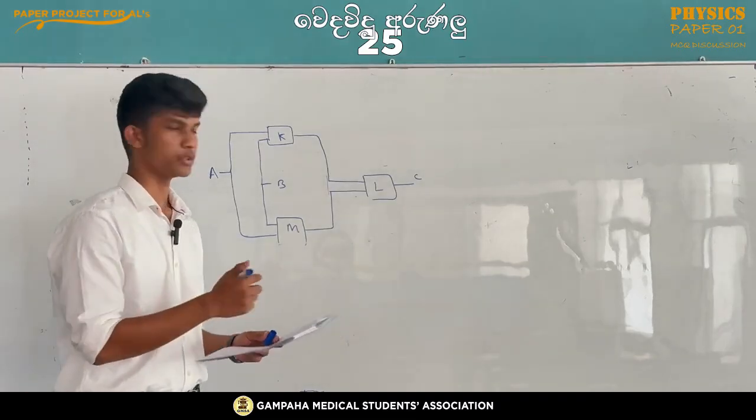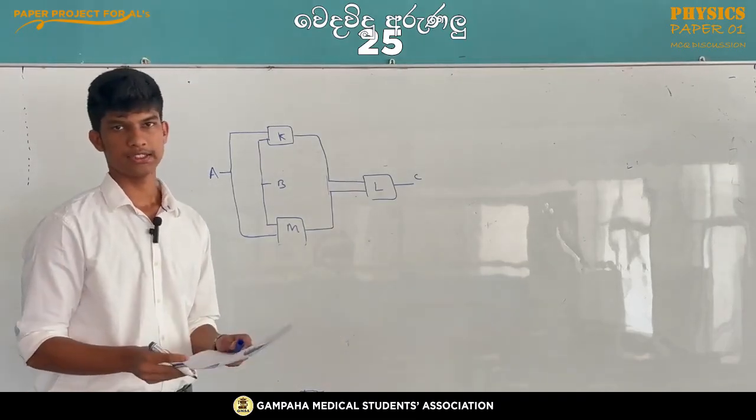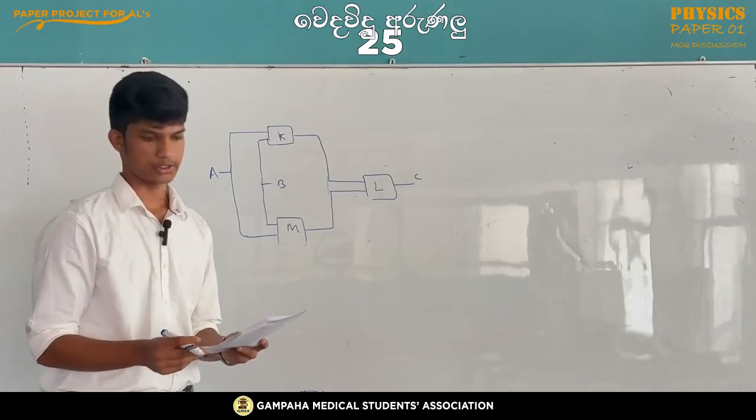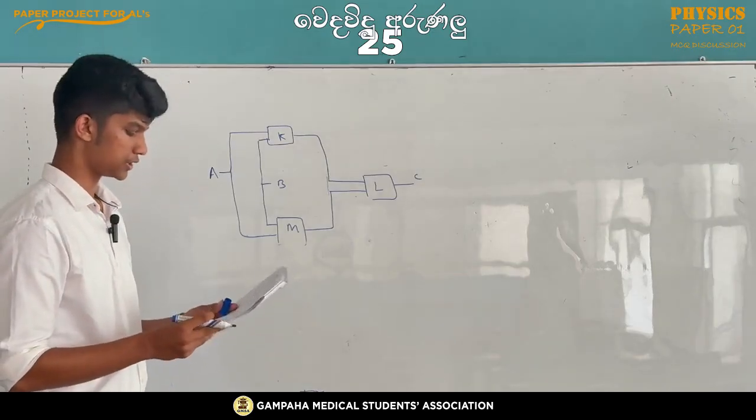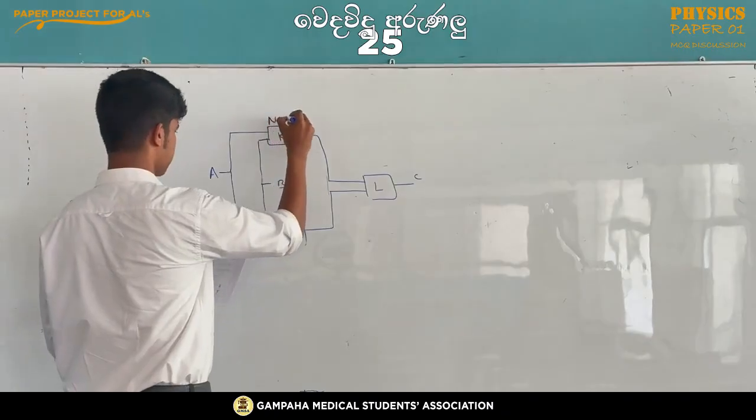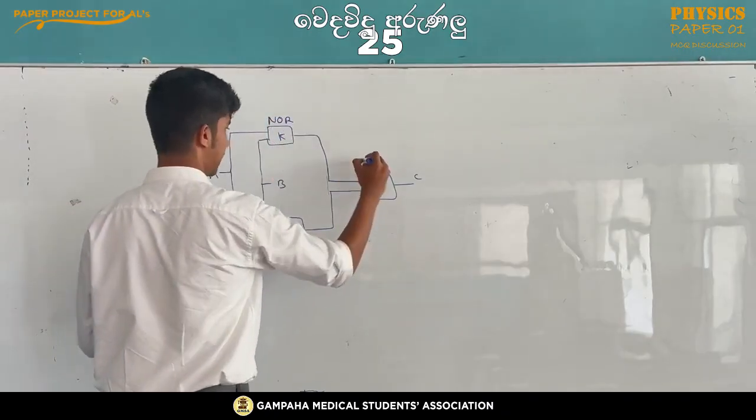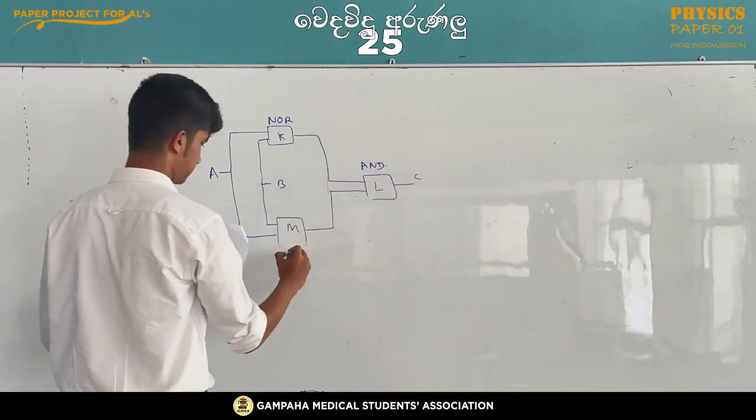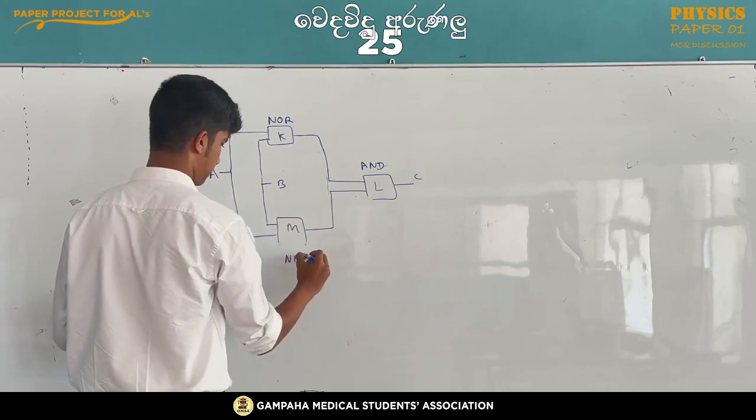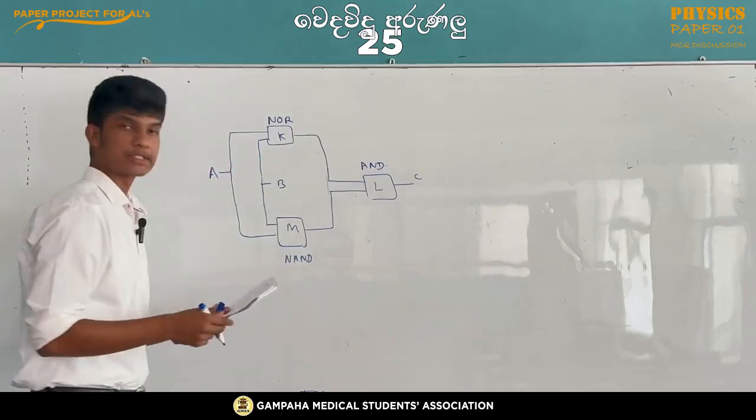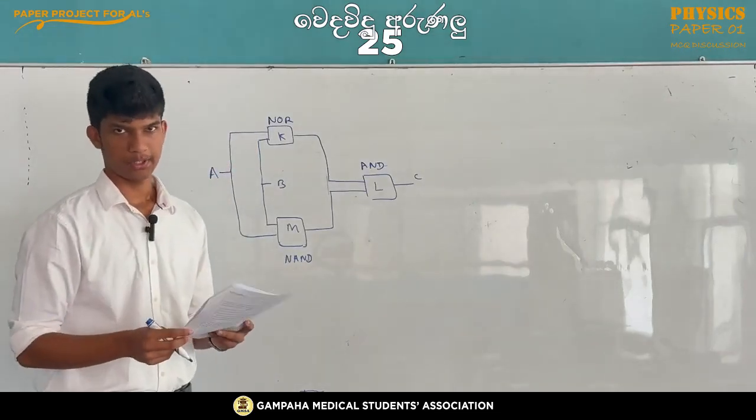and for this question, you have to use the answers one by one and see whether you get the output given in the table. So let's consider the first answer. The first answer says that K should be a NOR gate, L should be an AND gate, and M should be an AND gate. So let's consider the inputs they have given for A and B one by one.